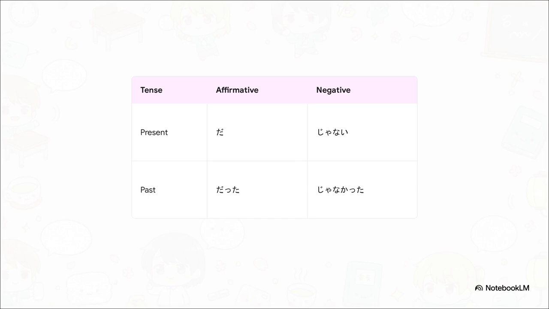What about the past? To say something was, you use "datta." Like "ame datta" means it was rainy. And finally, for the past negative, saying something wasn't the case, we use "ja nakatta." For example, "byoki ja nakatta" means I wasn't sick. It's a simple little grid, but mastering these 4 forms is an absolute game changer for your conversational freedom.